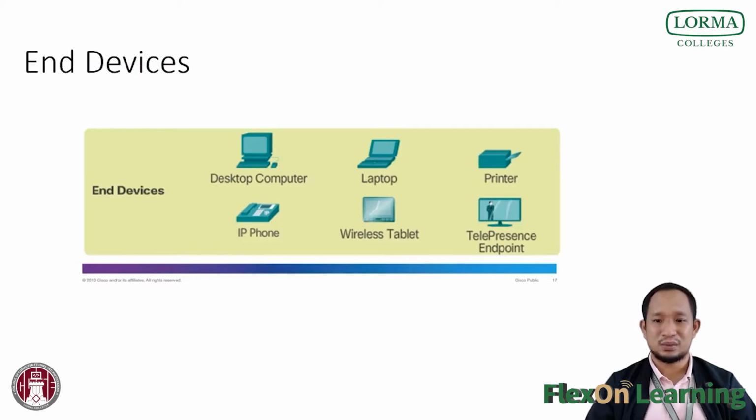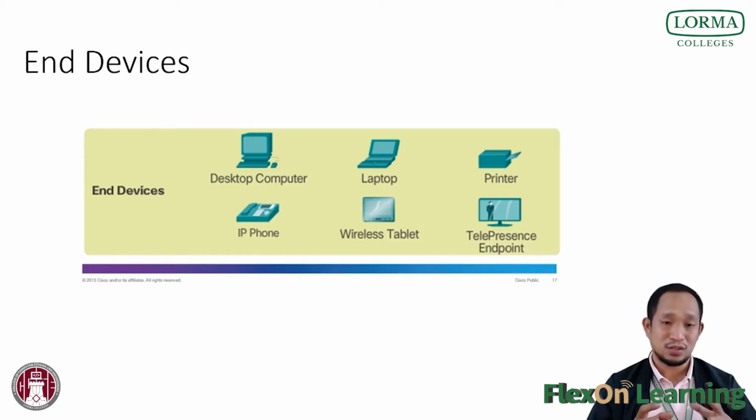So in our devices, we have parts. One of which are end devices. End devices now are the ones being utilized mostly by us. Example of which are, of course, our desktop computer, laptop, majority of what we're using right now, printer, network printer, IP phones. Mostly IP phones are utilized in a call center, wireless tablet. I think some of you have it, and of course, telepresence endpoint. So these are end devices that we have.